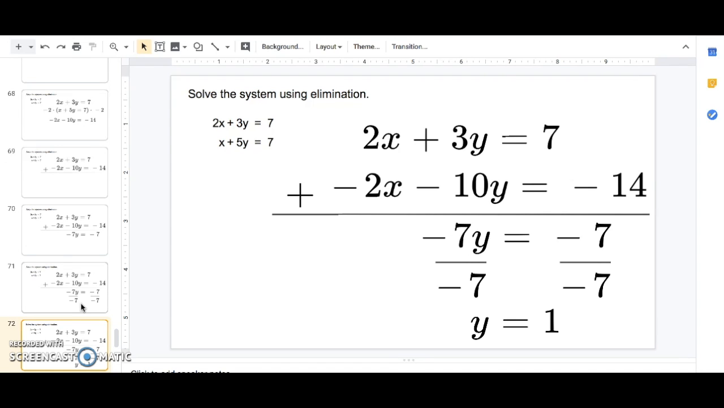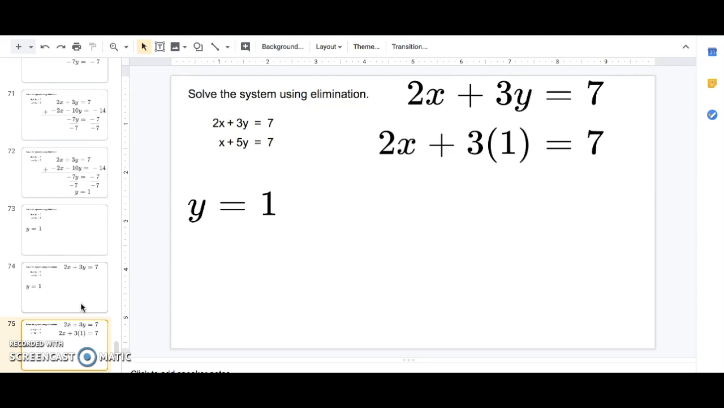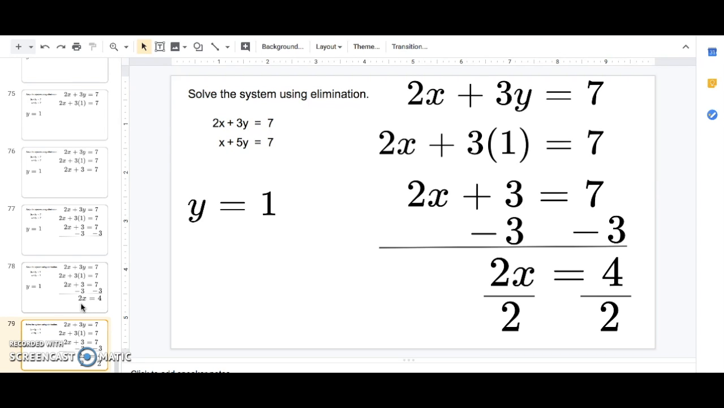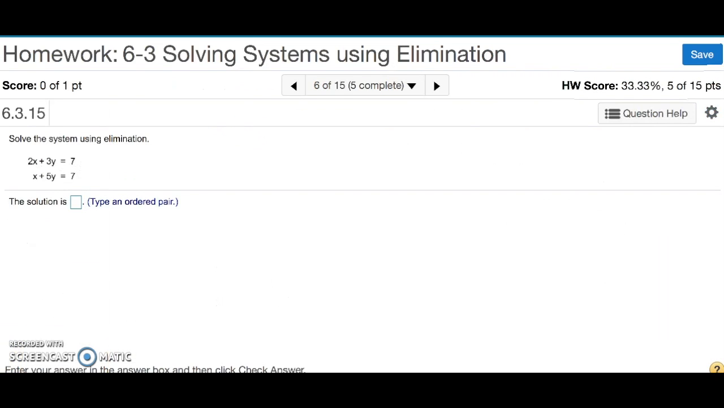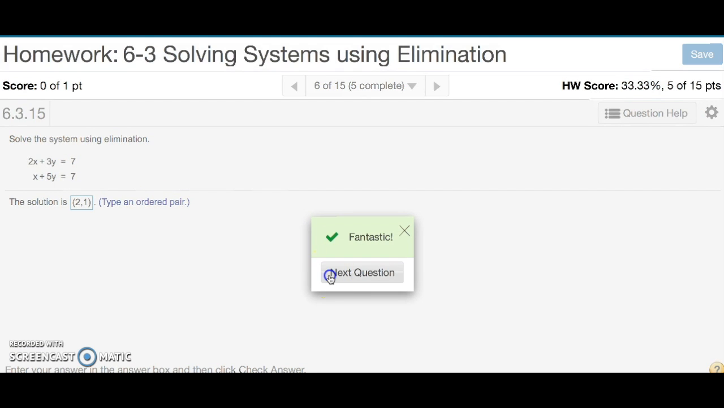But now we need to substitute inside one of our equations with 1 to get what x is. So I'm going to use the first equation. I'm going to replace y with 1. So then 3 times 1 is 3. But then I need to subtract both sides by 3. I'll get 2x equals 4. Divide both sides by 2, and x equals 2. So now writing that as an ordered pair, I'll have (2, 1). And that's number 6.